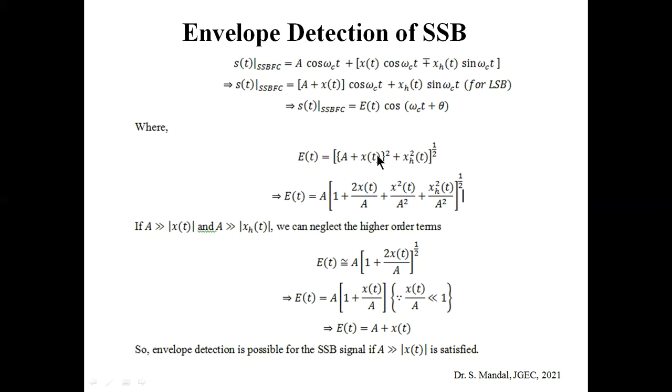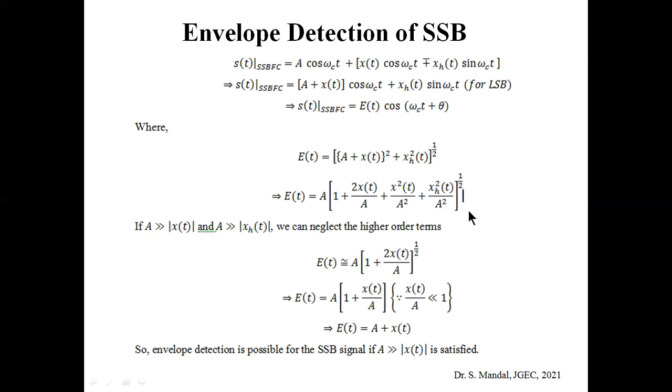Now expanding this term, a square into 1 plus 2x(t) by a plus x square(t) by a square plus x_h(t) whole square by a square. If we take a common from this equation, so a into 1 plus 2x(t) by a plus x square(t) by a square plus x_h(t) whole square by a square, to the power half.